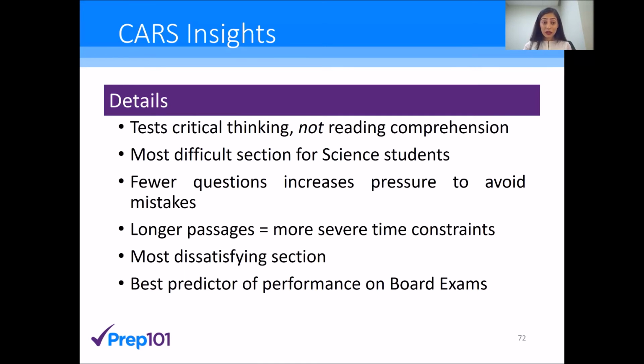There are some Canadian medical schools who will look just at this section. For example, McMaster will only take your CARS score. Western University says that you must have met a cutoff of 129 in order for your application to even be considered. So note that despite your dislike for it, or you may love it, it's a very important section and you need to do well on it.